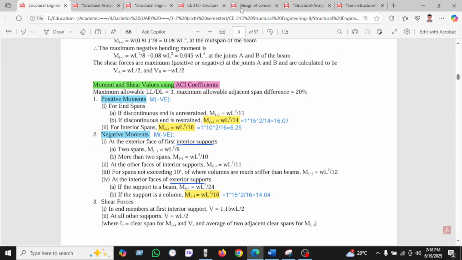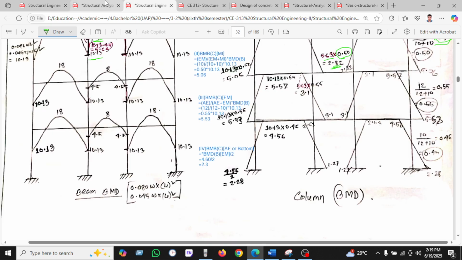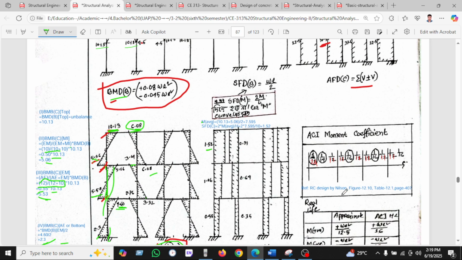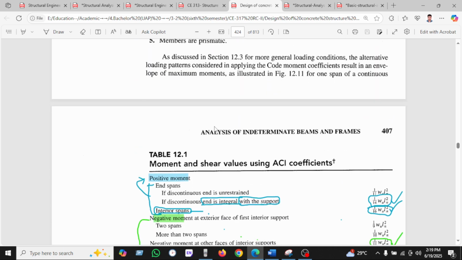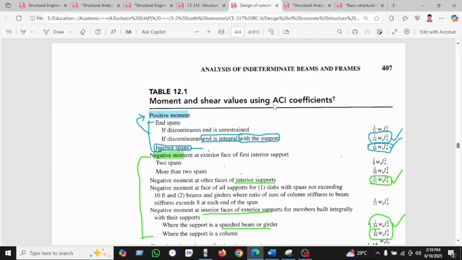If you go to the Hibbeler or the Nielsen book, figure number 12.1 and table number 12.1 on page number 407, we find this. This is the moment and shear coefficient table. These are taken from the Nielsen book.